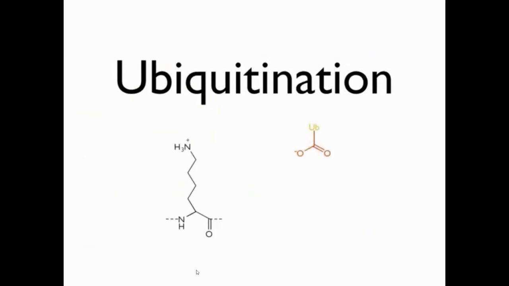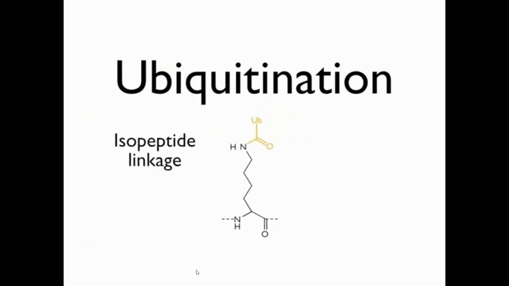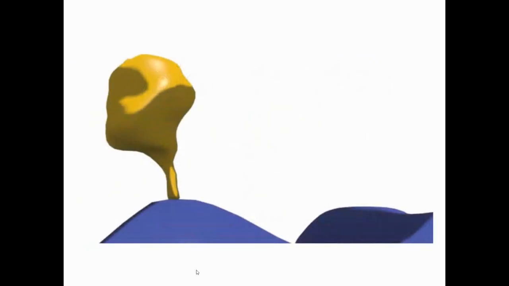In this process, the C-terminus of ubiquitin is covalently attached to the lysine epsilon amine by a peptide-like bond known as an isopeptide linkage. This modification adds about 8,500 Daltons for each ubiquitin attached, which is more than 100 times the molecular weight of a single phosphate group.